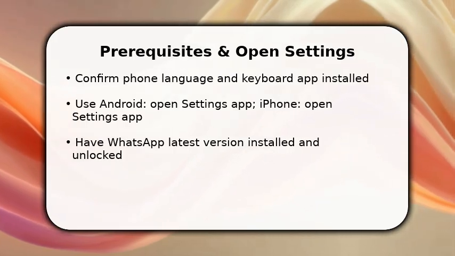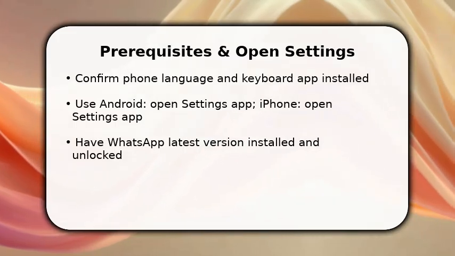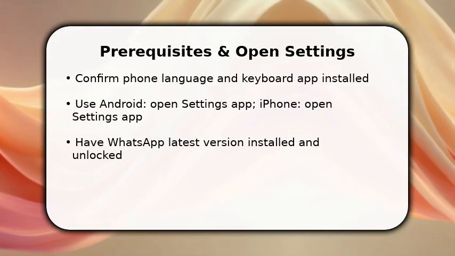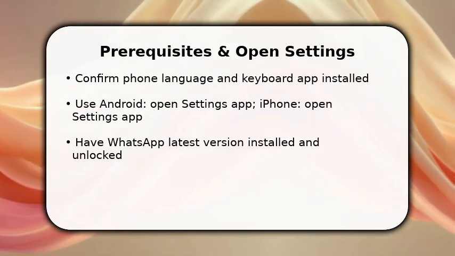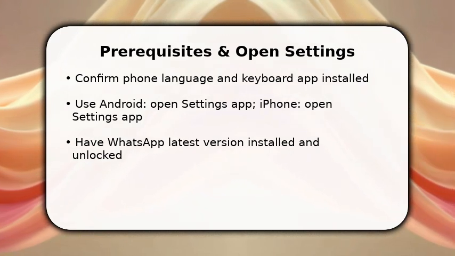You're doing this because WhatsApp uses the system keyboard settings for autocorrect. Enabling it at the system level activates corrections inside WhatsApp. Make sure to keep WhatsApp closed while changing keyboard settings, then reopen it when ready.